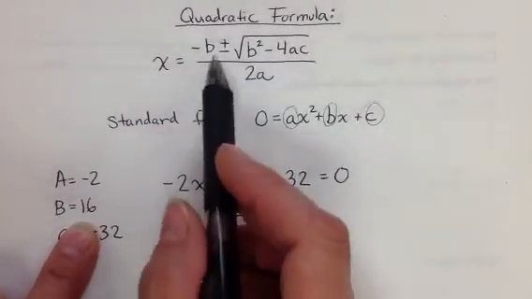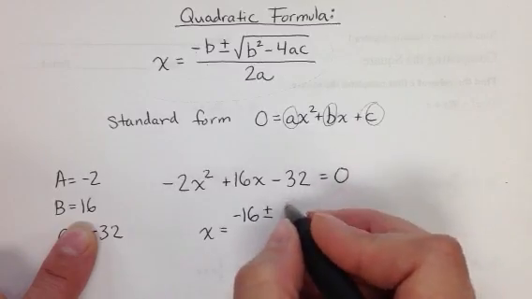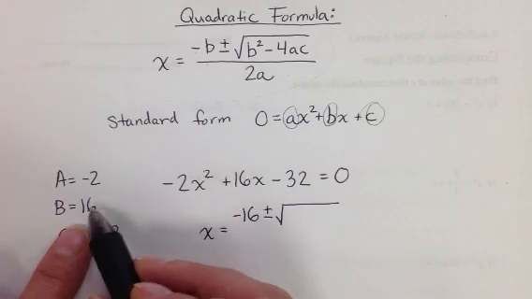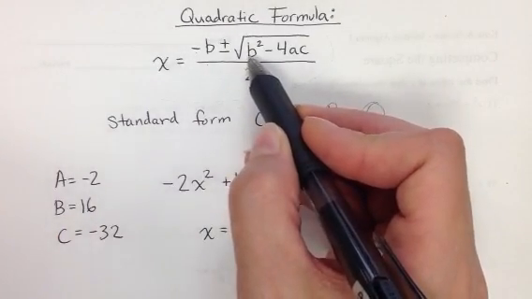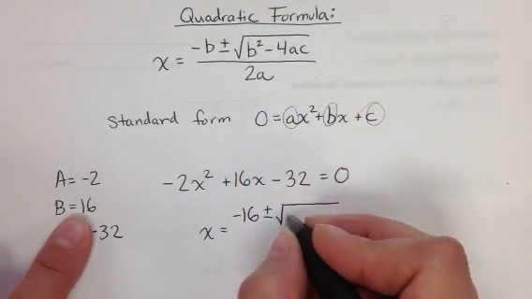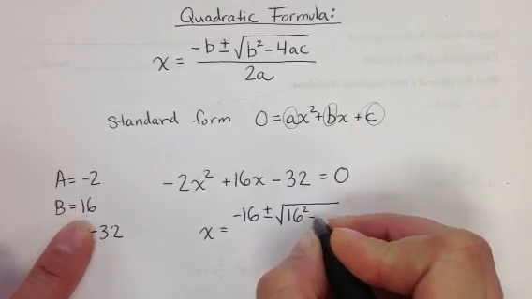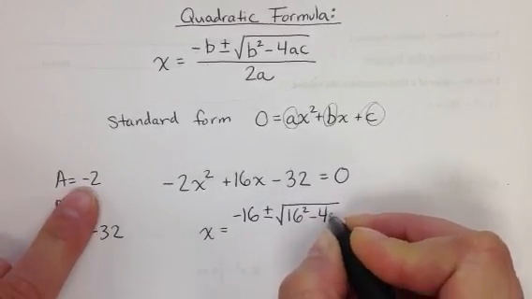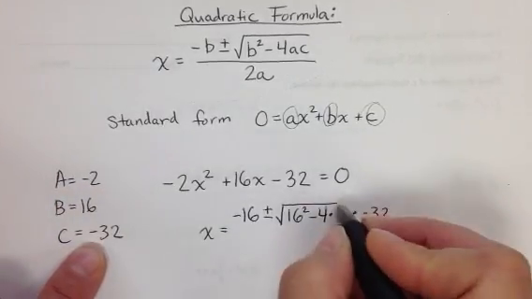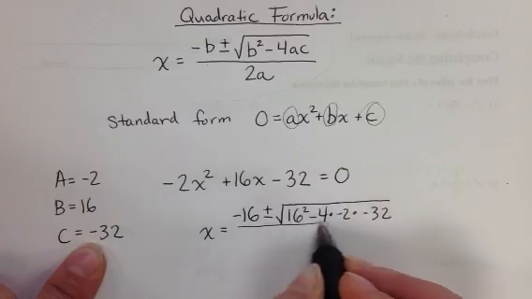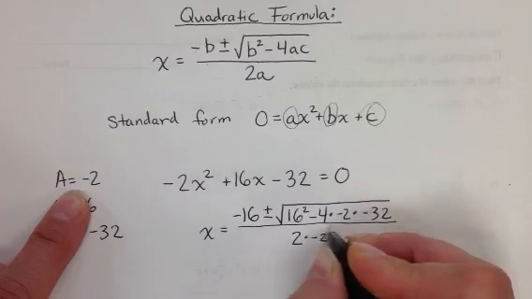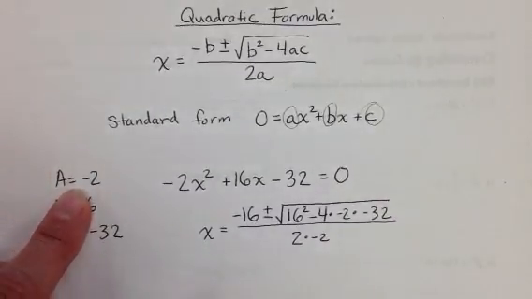Okay, so -16 plus or minus, there's 2 solutions that this finds us. The square root of b squared. Another common mistake is if b is negative, people forget to use parentheses. That's why I would probably use the store key if I was doing it on my calculator. Okay, so 16 squared minus 4 times a, which is -2, times c, which is -32. So you can see this gets kind of messy. All over 2 times a, so 2 times -2. And I probably should have used parentheses here because of all these negatives, but oh well.